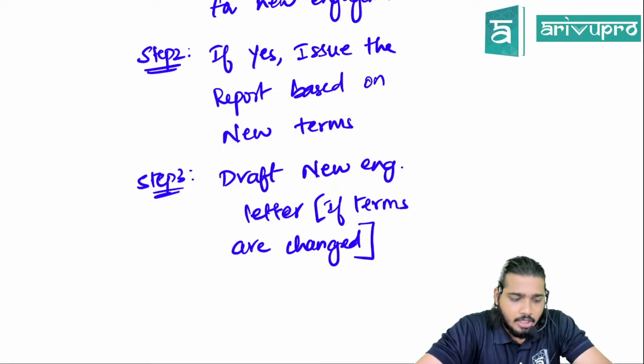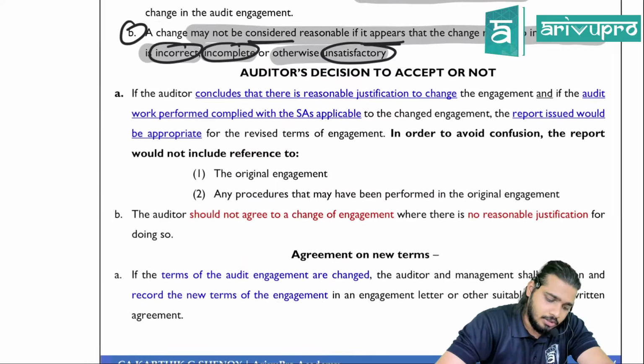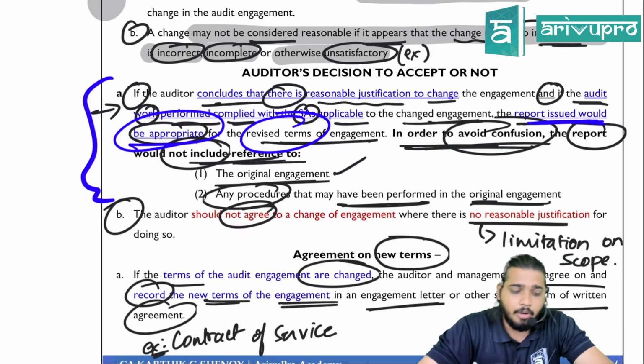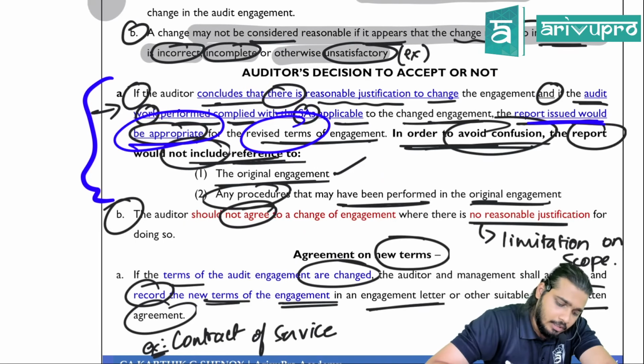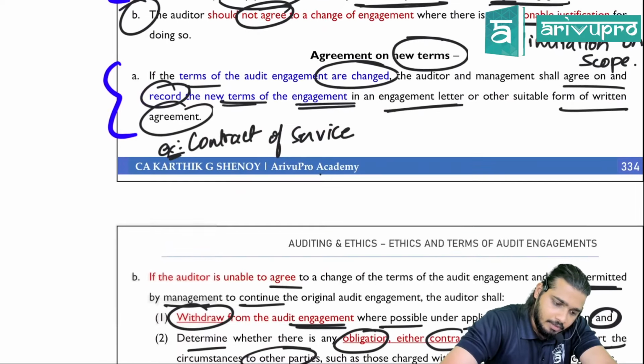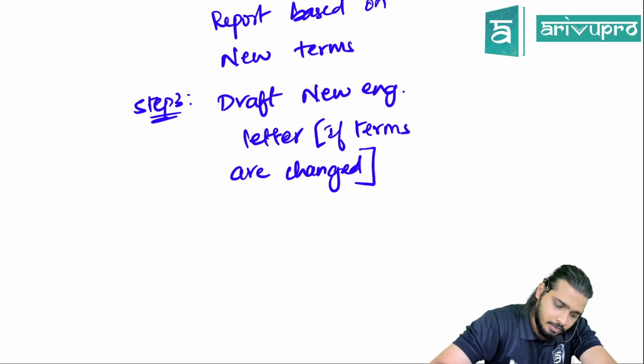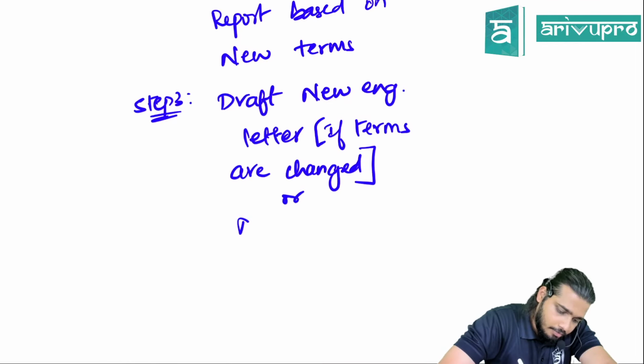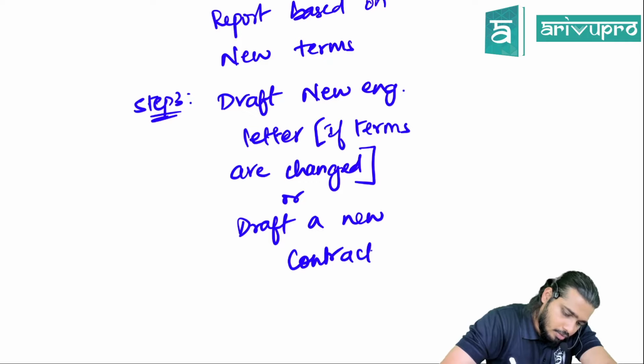If terms are changed, draft a new engagement letter. Now this is your total point here. Understood? Clear? And this one also we have covered. Or draft a new contract.